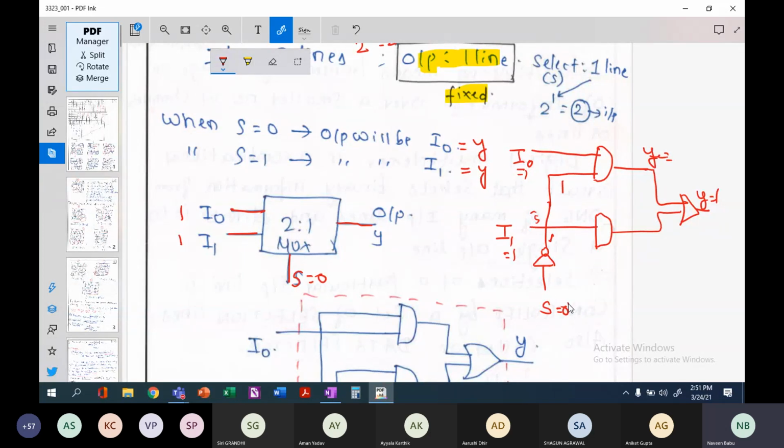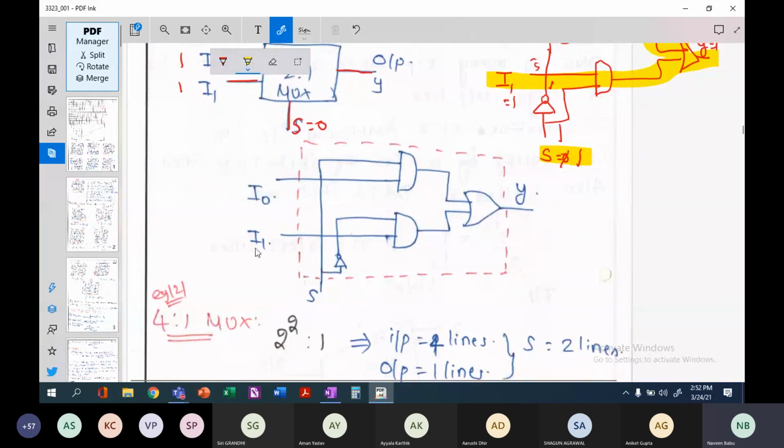If my S is equal to 1 here, what happens? This will be 0, this will be disabled and this will be enabled, and I will get my output. Which means that I1 now will be connected to Y when S is equal to 1. When S is equal to 0, then I0 gets connected to Y. So this is how the block diagram of a 2x1 multiplexer will look like.